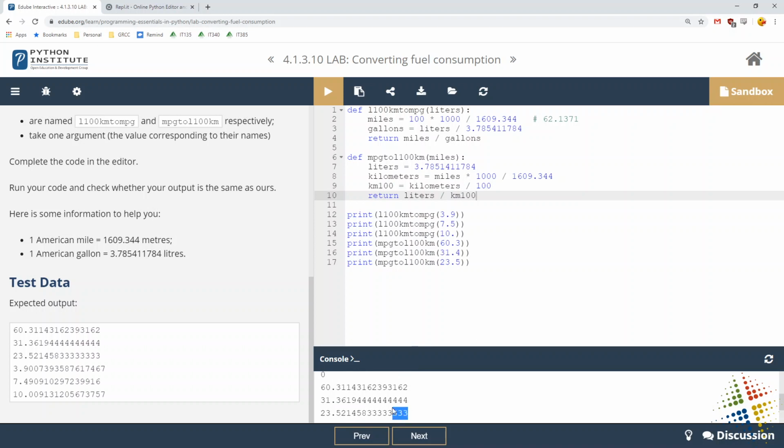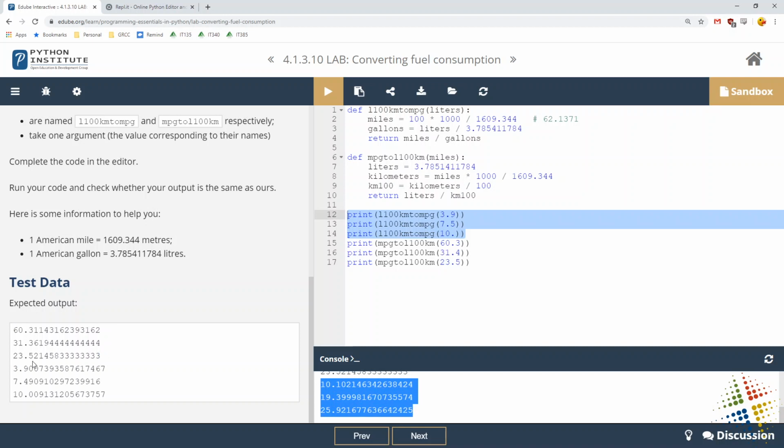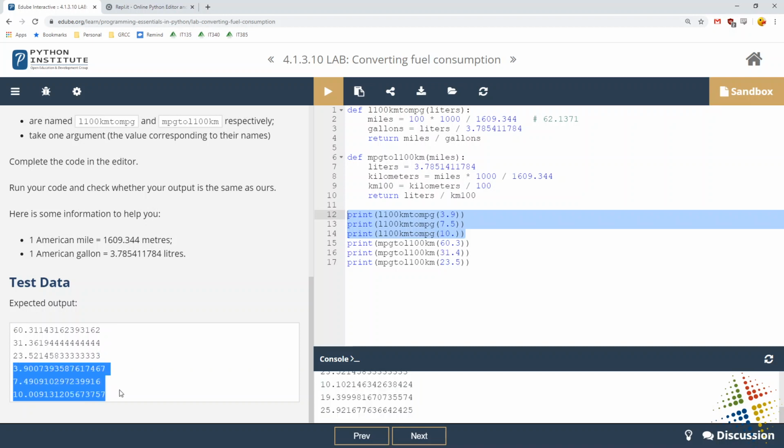So again, the first three results here, 60, 31, 23, that is all my liters per 100 kilometers. So those we've already confirmed were correct. It's the next three, however, 10, 19, and 25, which I see are not correct. So let me look at my notes here and see exactly what I'm missing. 10, 19, 25, it should have been 3, 7, 10.